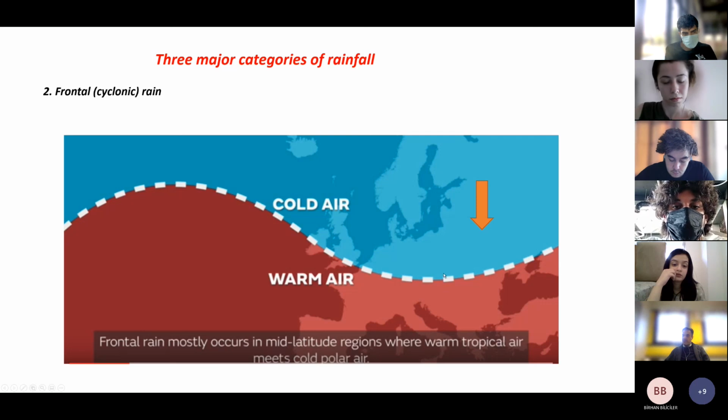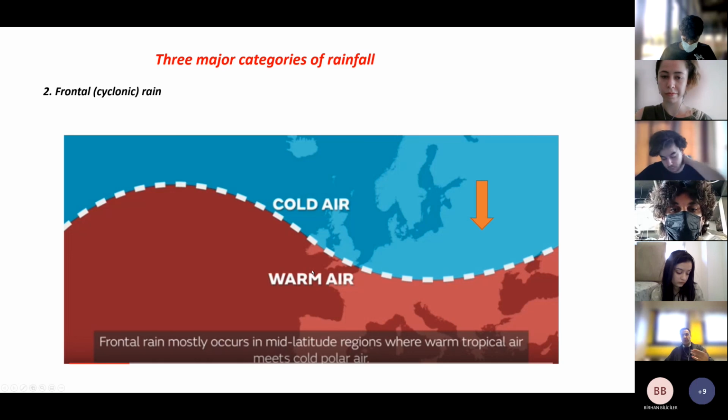And here, when we have a boundary or border between cold and warm air, it is called a front. Front means boundary, border. And depending on which displaces the other, we will have a cold front or a warm front.